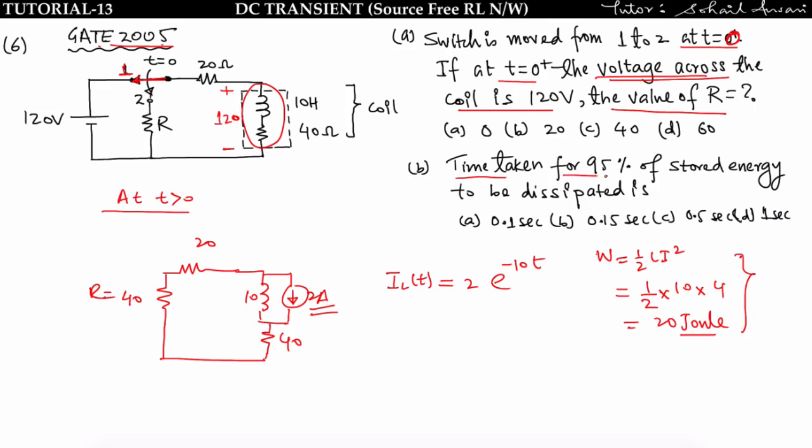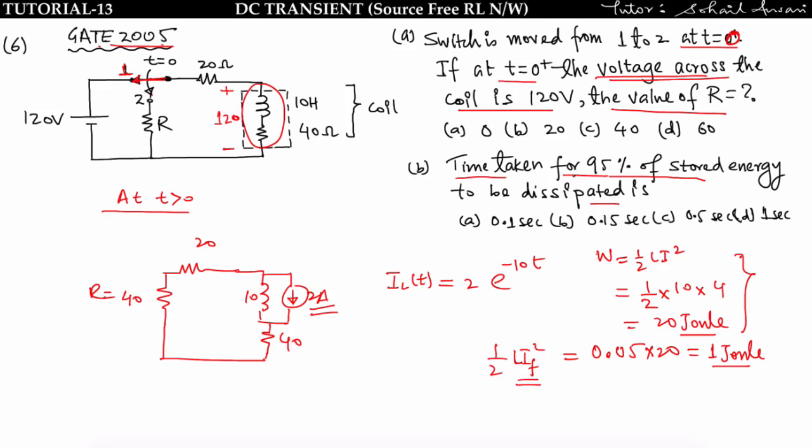Now the question is saying 95% of the stored energy is dissipated across this resistor. So how much energy is left? Only 5% of the total energy is left, that is 0.05 into 20, which is equal to 1 joule. 1 joule is left. Okay, that is equal to half L IF square, where IF is the final current.